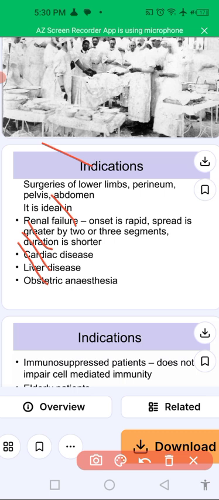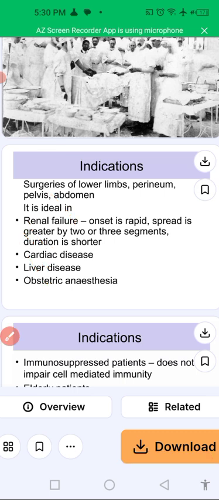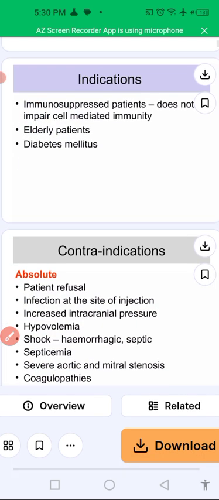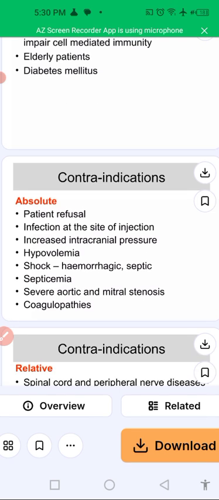We can use spinal anesthesia, or it can also be carried out in immunocompromised patients because it does not impair immunity, in elderly patients, and in diabetes mellitus. We can do spinal anesthesia because cutting the organ or skin can cause delayed wound healing in diabetes mellitus. So spinal anesthesia is a very good choice.